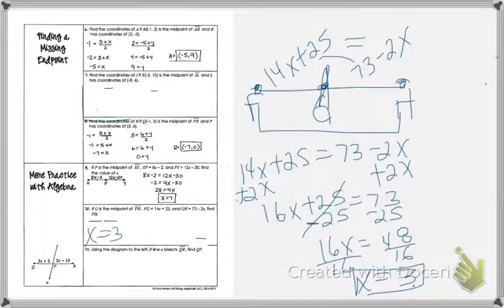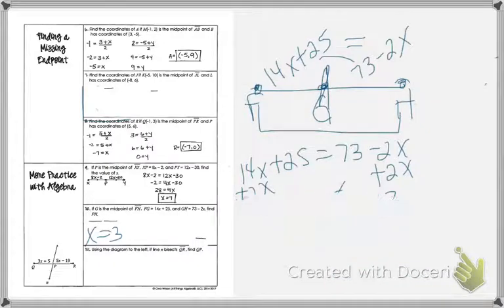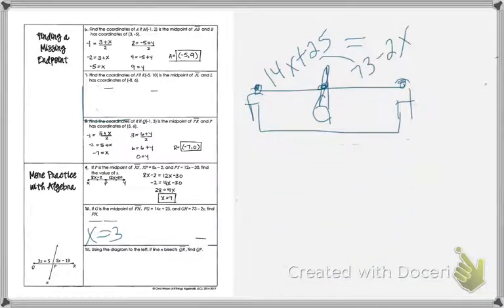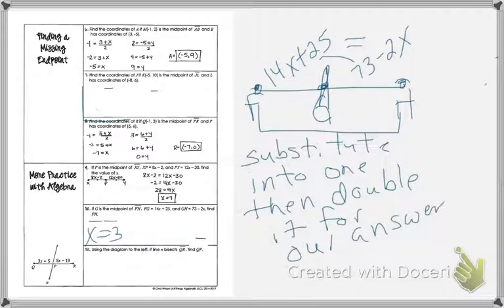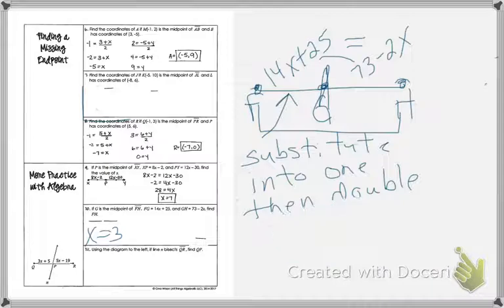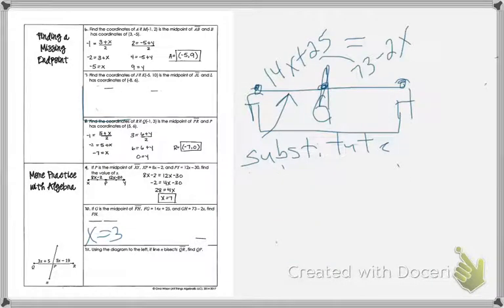We're not done because we are left with substitution. We have to substitute into one, then double it for our answer. So let's pick that one, 14x. So we have 14x plus 25.